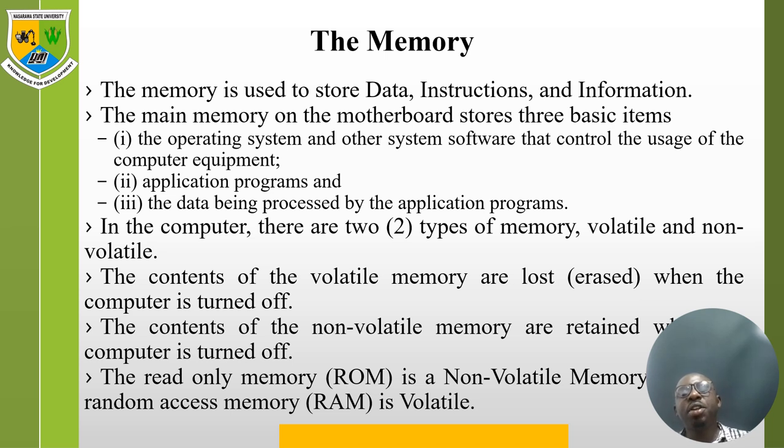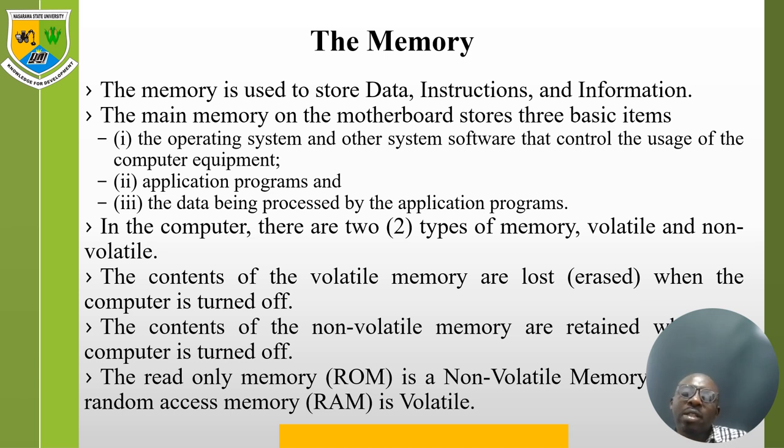We have the memory. The memory is used to store data, instructions, and information. The main memory of the motherboard stores three basic items. One, the operating system and other system software that control the usage of the computer equipment. Two, the application programs. And three, the data being processed by the application programs. In a computer, there are two types of memories. We have the volatile and the non-volatile.